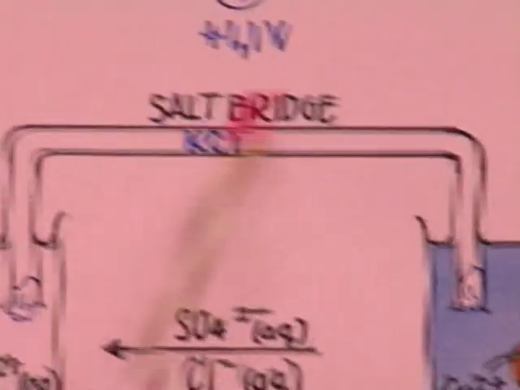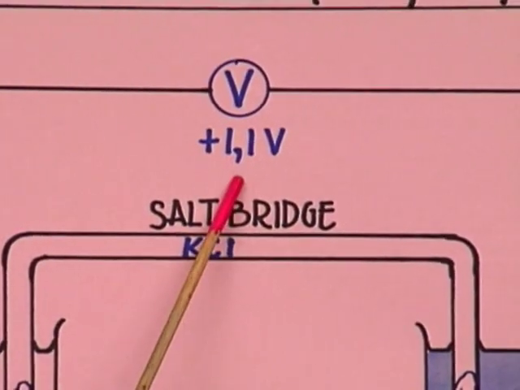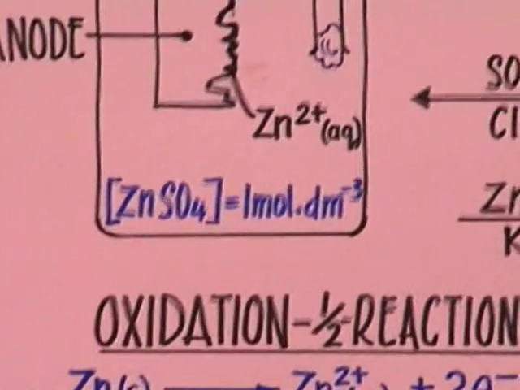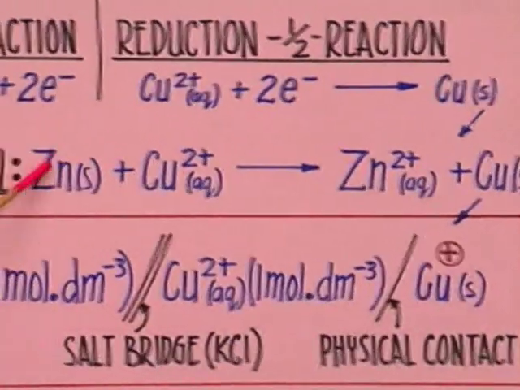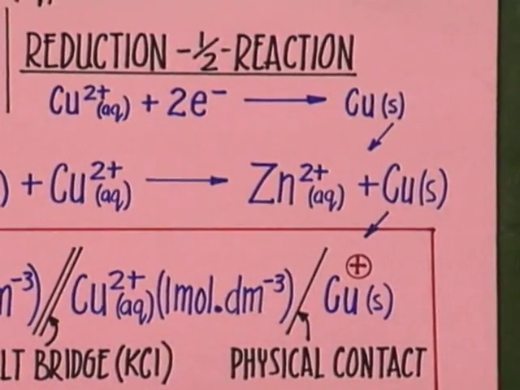The standard cell EMF, which is measured at standard conditions, is a quantitative measure of the tendency of the cell reaction, or the overall reaction, to run from left to right. In other words, to produce zinc ions and copper in this case.